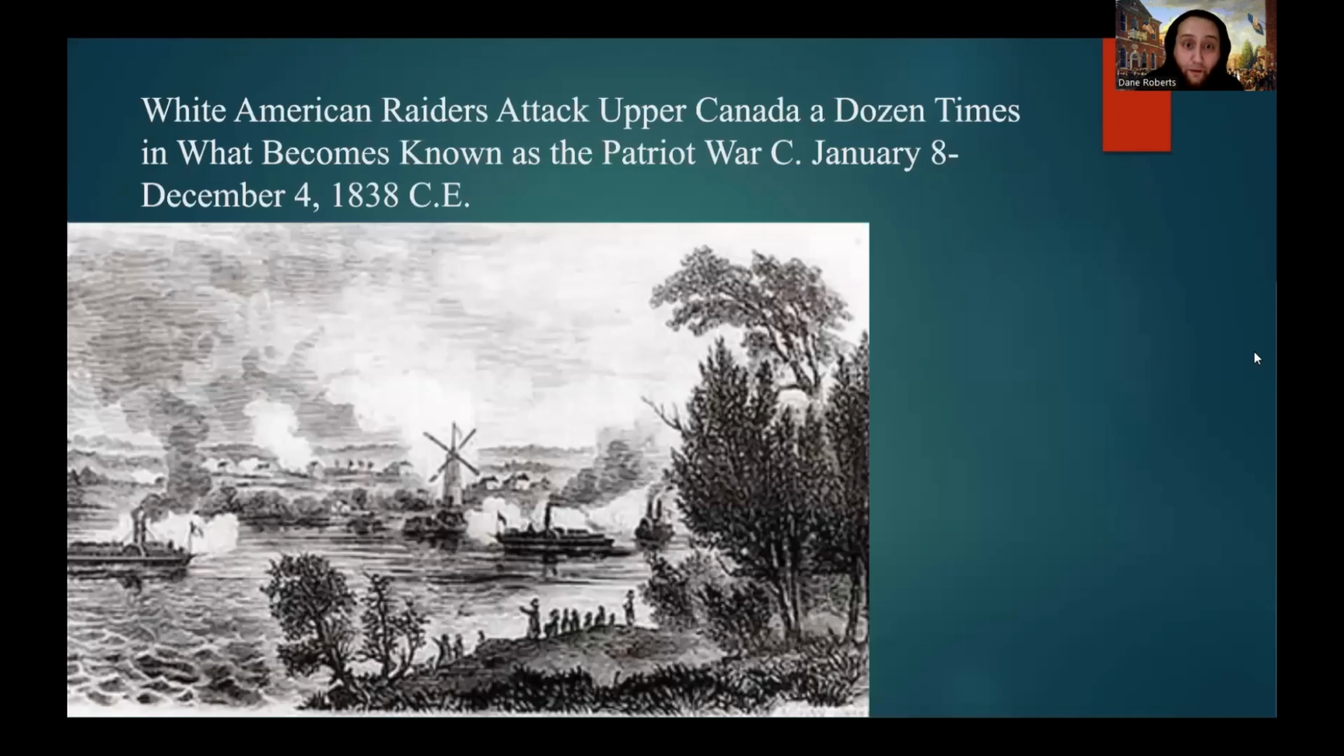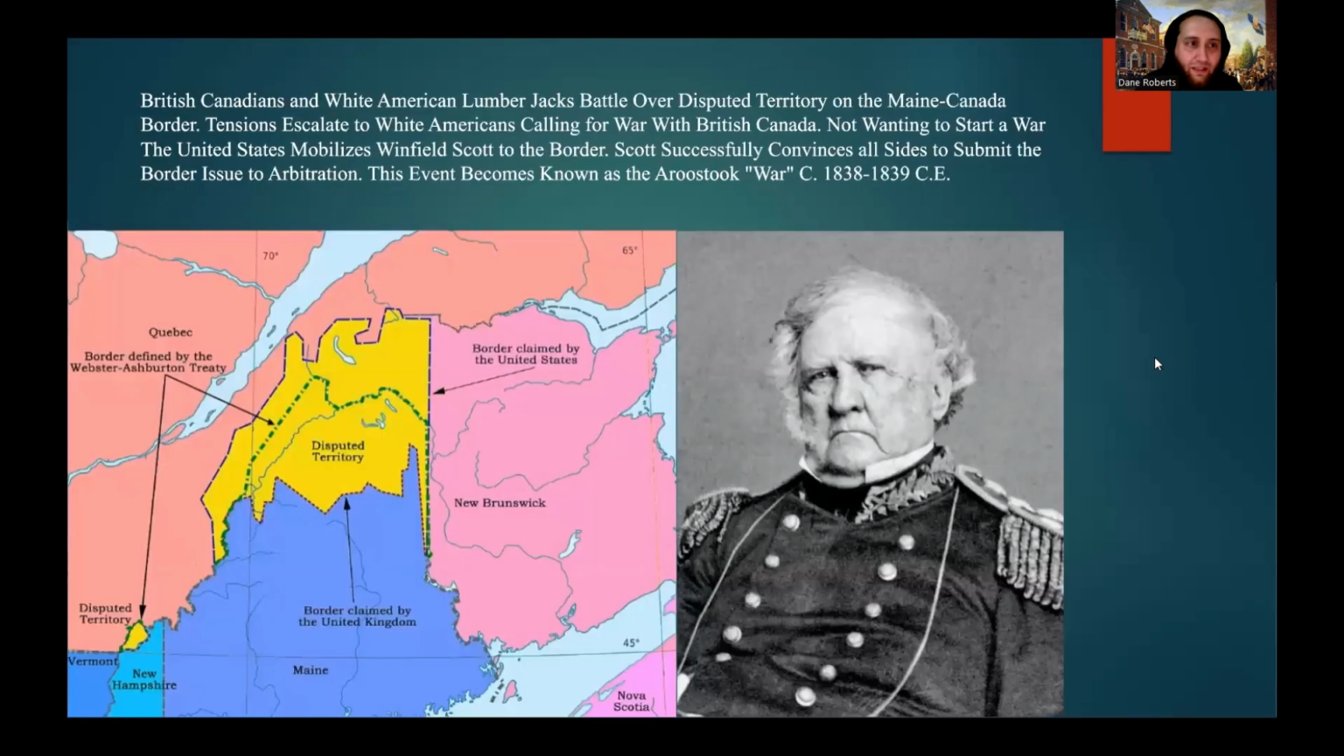In response to this, white American raiders would attack Upper Canada a dozen times in what became known as the Patriot War between January 8th and December 4th, 1838 CE. Then, shortly after this, another conflict would break out between British Canadians and white American lumberjacks who would battle over disputed territory on the main Canada border. Tensions would escalate to white Americans calling for war with British Canada.